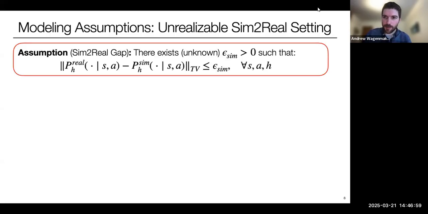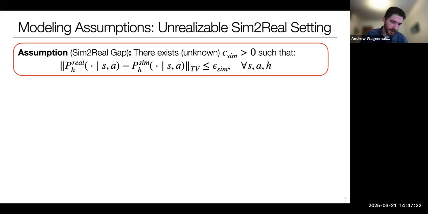We'll assume that there exists some value epsilon sim such that at any state and action, the transition probabilities for real and sim, the total variation distance between these transition probabilities, is bounded by epsilon sim. Okay, we don't assume epsilon sim is known. We just assume there exists some such epsilon sim and that they're close in this sense.